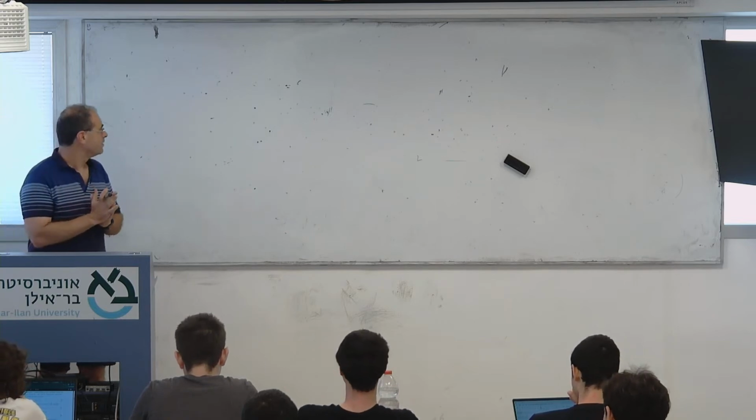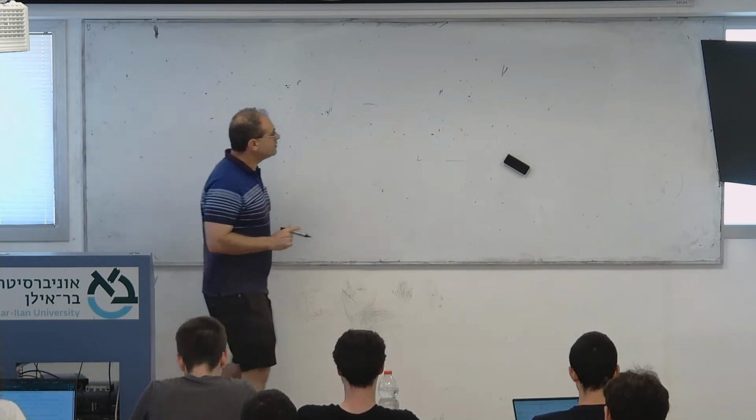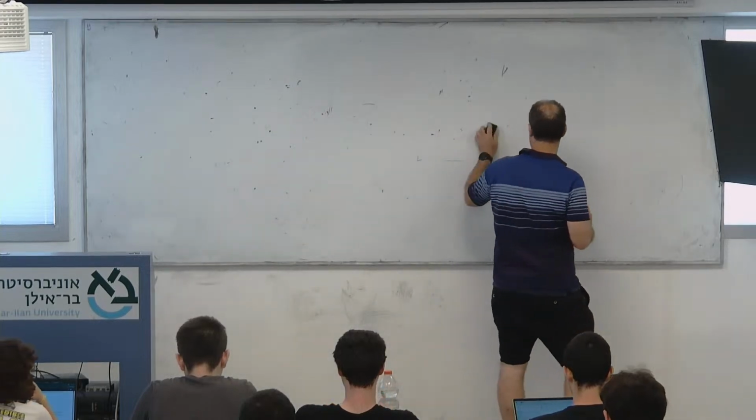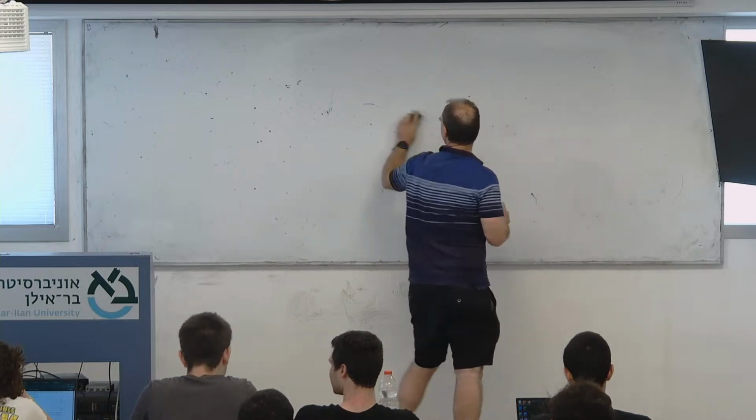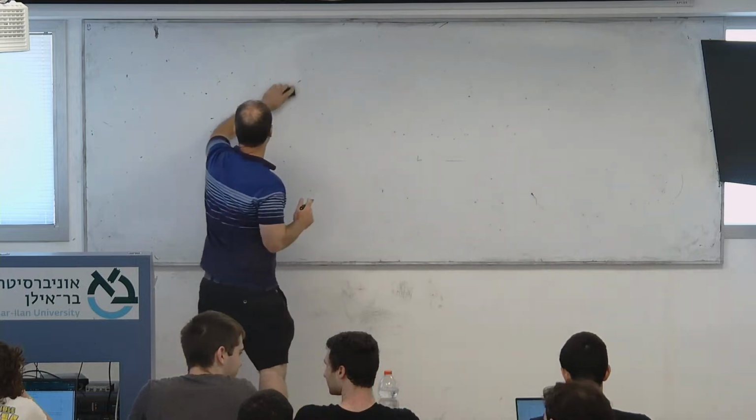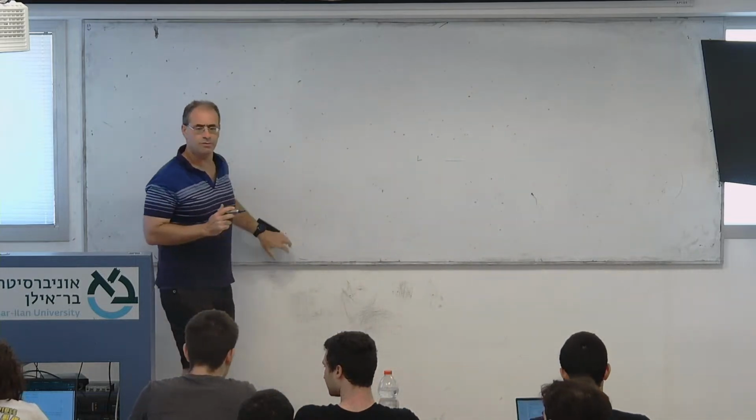So we basically completed the discussion about black holes last time, and introduced the Kruskal-Szekeres coordinates.